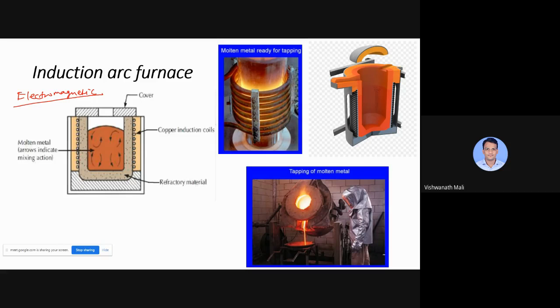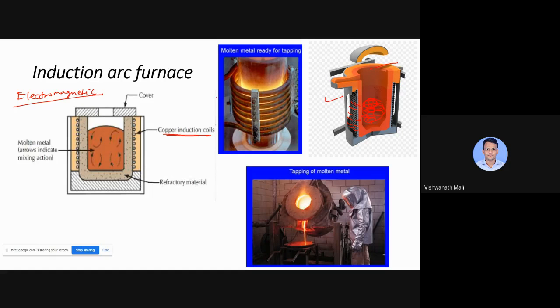So here you can see the setup. Here you can see the actual diagram. These are the crucibles, and here we pour the charging material, and these are the coils. These are the copper induction coils. So what happens? We give the supply to the copper induction coils, and these are surrounded to our crucible.